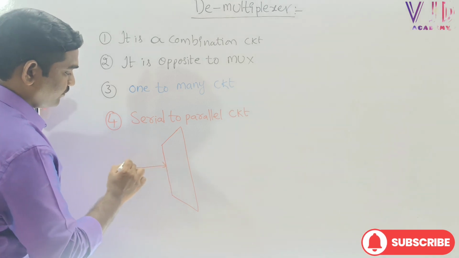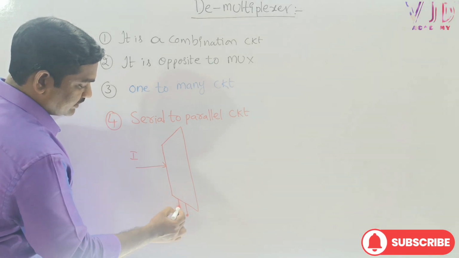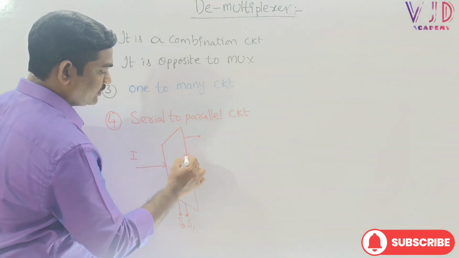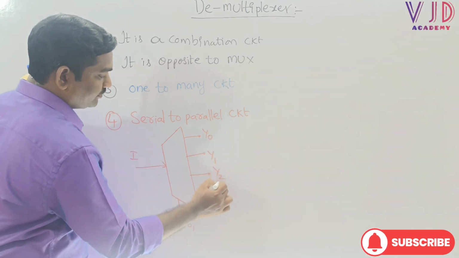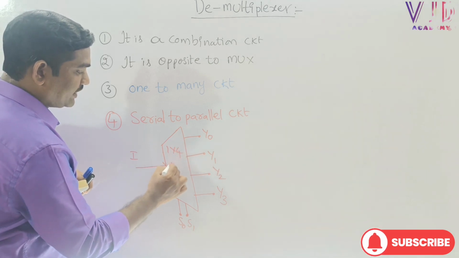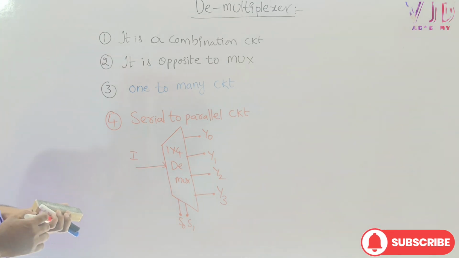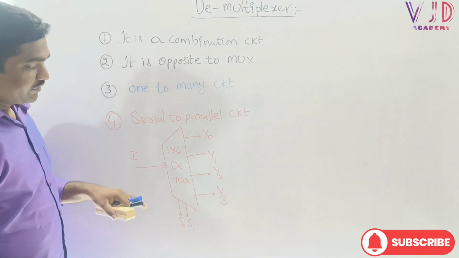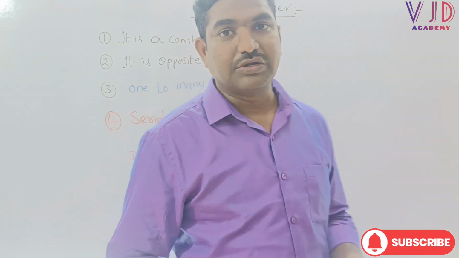Here it is having only one input, I, and it is also having select lines. Here let me take S0 and S1, and outputs are Y0, Y1, Y2 and Y3. So here one input and four outputs, we can say 1 into 4 demux, 1 into 4 demultiplexer. This is the basic circuit diagram of demultiplexer. We can call it the 1 into 4 basic demultiplexer circuit, or IEEE standard circuit.